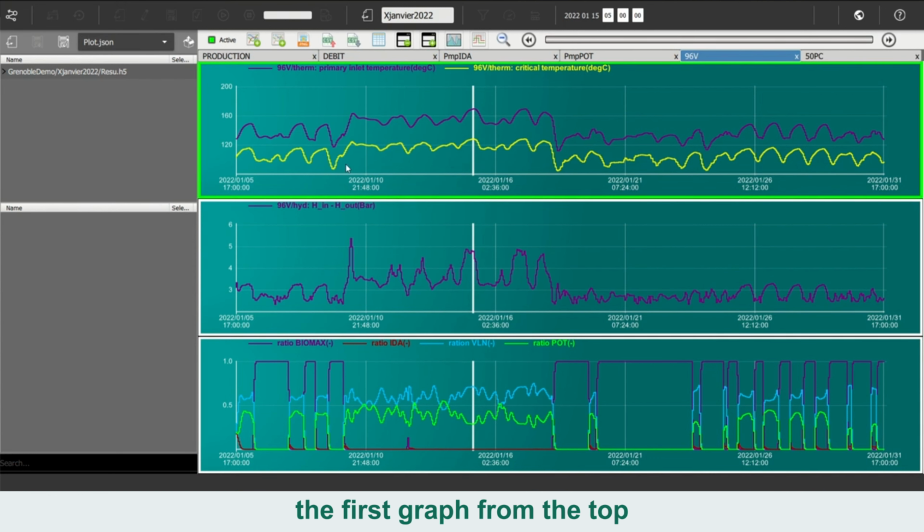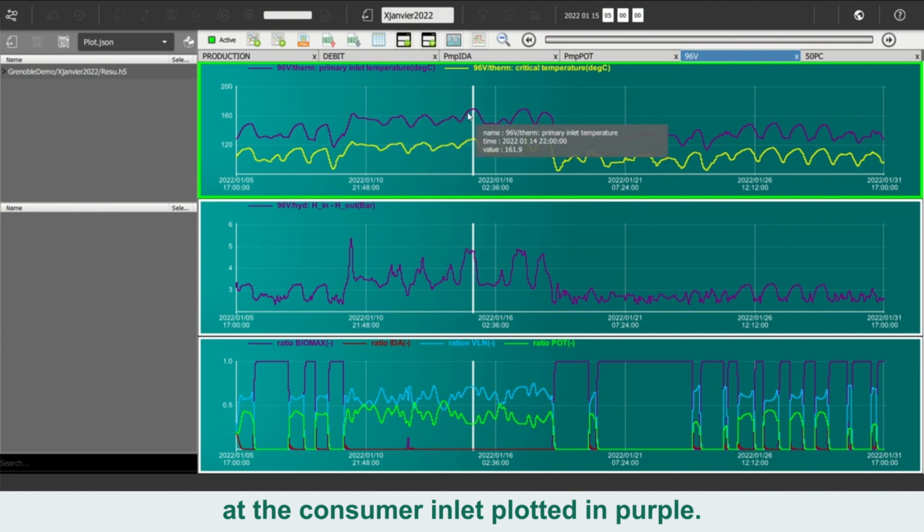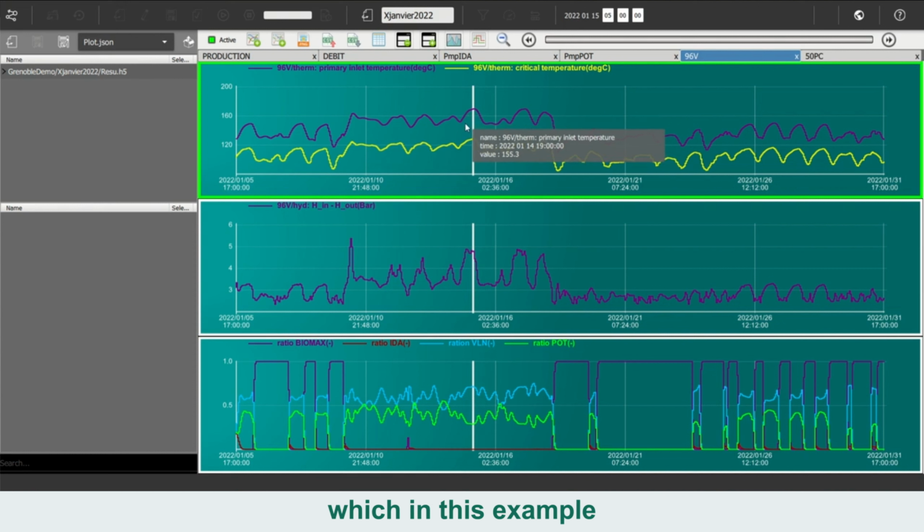Finally, the first graph from the top shows the evolution of the critical temperature shown in yellow. A consumer's critical temperature represents the minimum network temperature below which the consumer's demand can no longer be met. By comparing this critical temperature with the primary network temperature at the consumer inlet, plotted in purple, it is possible to quantify the temperature margin, which in this example is very strongly positive. This suggests that this network could be operated at a lower temperature without impacting demand satisfaction.